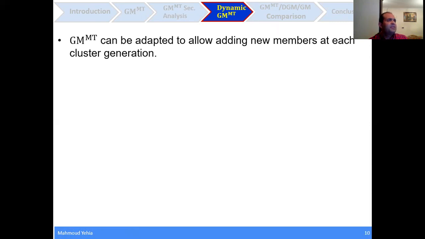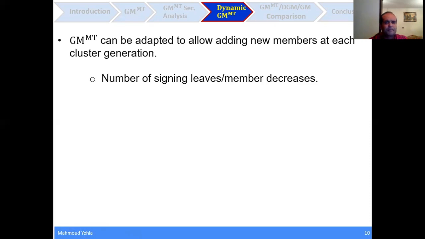For dynamic GMMT, we can say that the GMMT can be adapted to allow adding new members at each cluster generation. And in this case, the number of leaves assigned for each group member decreases because the cluster height is fixed and the number of group members increased.